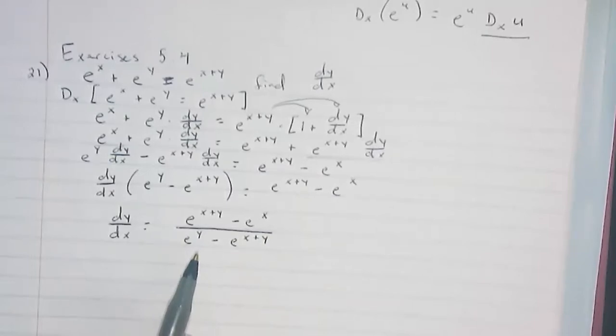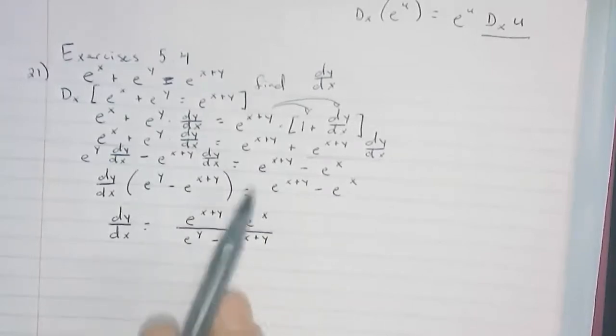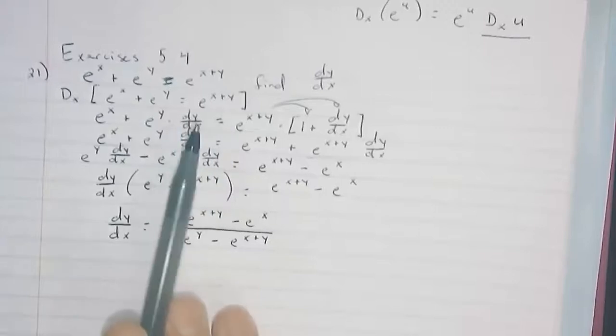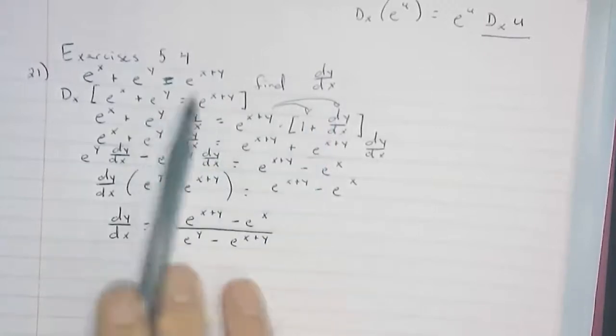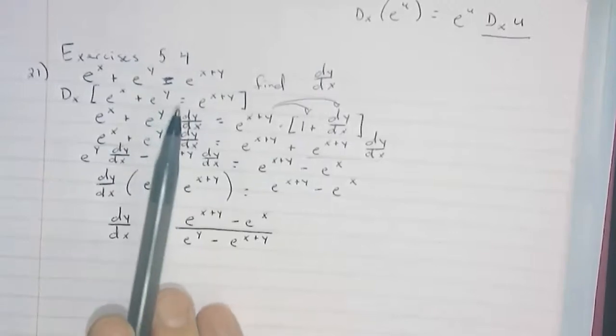So yeah, implicit differentiation. Understanding that when we're differentiating with respect to one variable, when we see a second variable, we have to assume that it represents a function of that first variable.